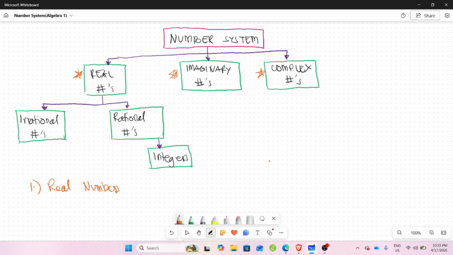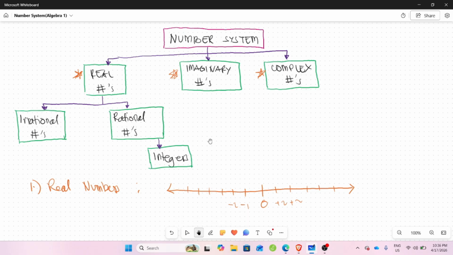All points on the number line are real numbers. So real numbers are positive or negative. You could think of it like this: anything that can be found on a number line. A real number is anything that can be found on this number line. Everything you find on a number line belongs to real numbers, and this can be categorized as either irrational numbers or rational numbers.